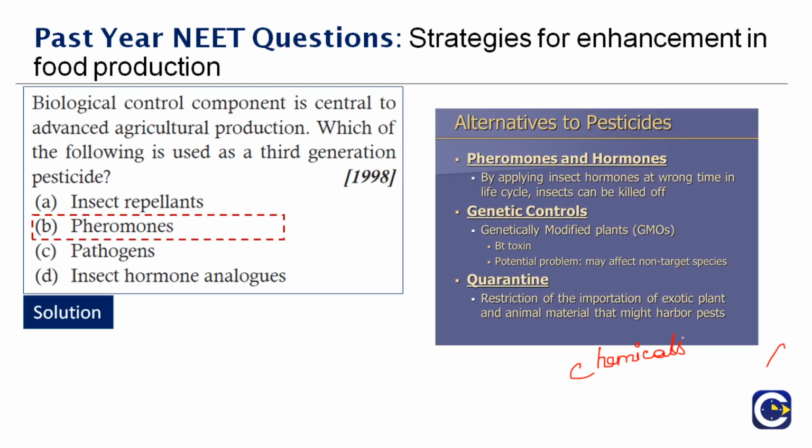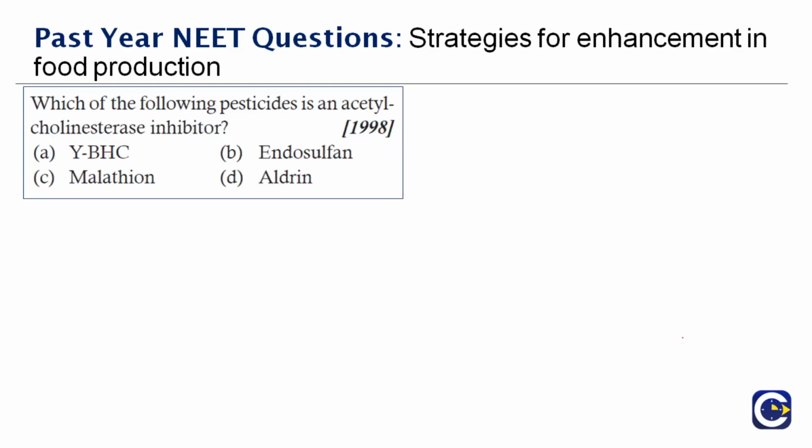So pheromones and hormones. By applying insect hormones at the wrong time in the life cycle, an insect can be killed off. Other than that, it also acts as genetic control and quarantine. So it's an alternative to pesticides. These 3 things that I've given you are alternatives to the normal pesticides that we use. So these are different methods that we can use as an alternative to pesticides. Next question here.